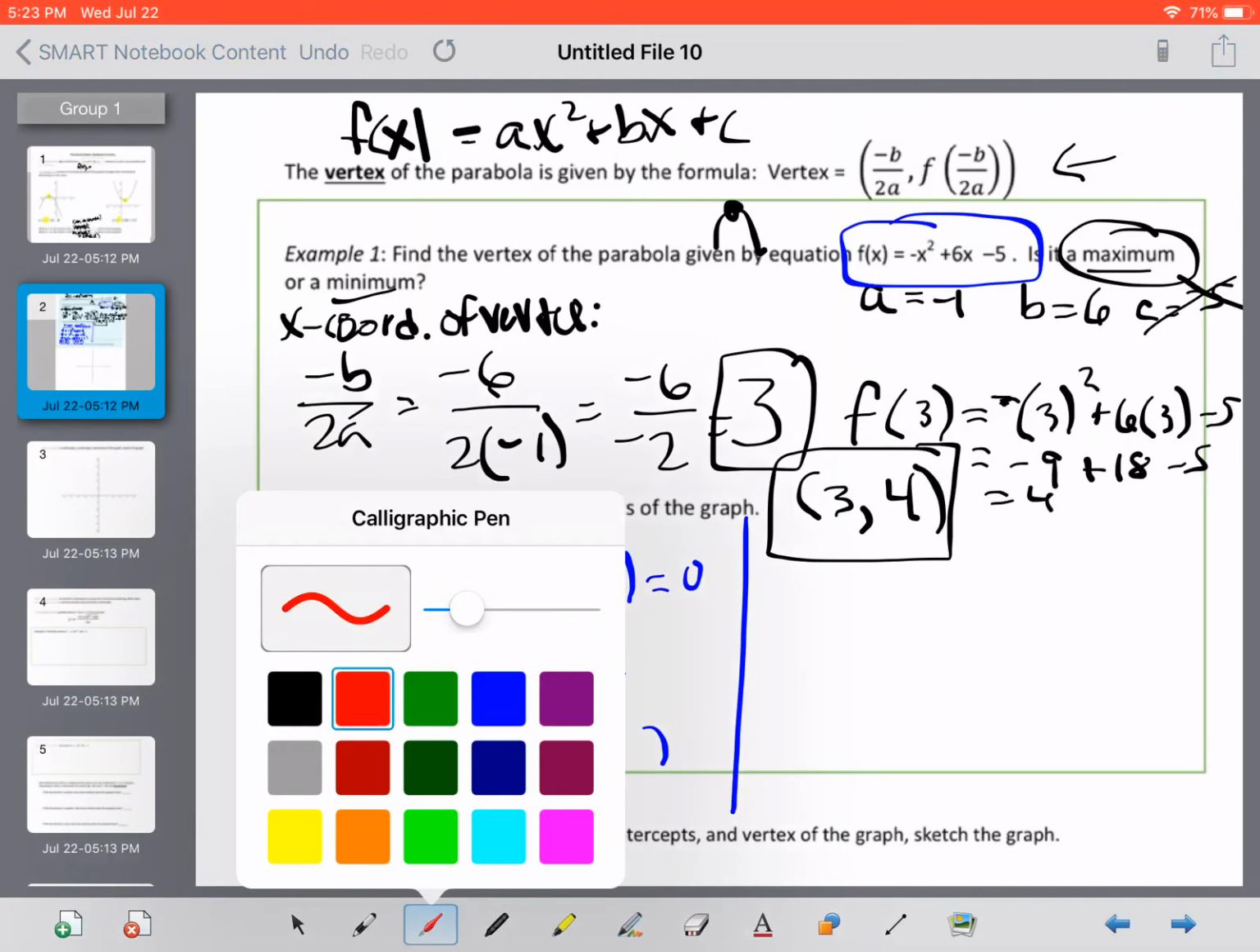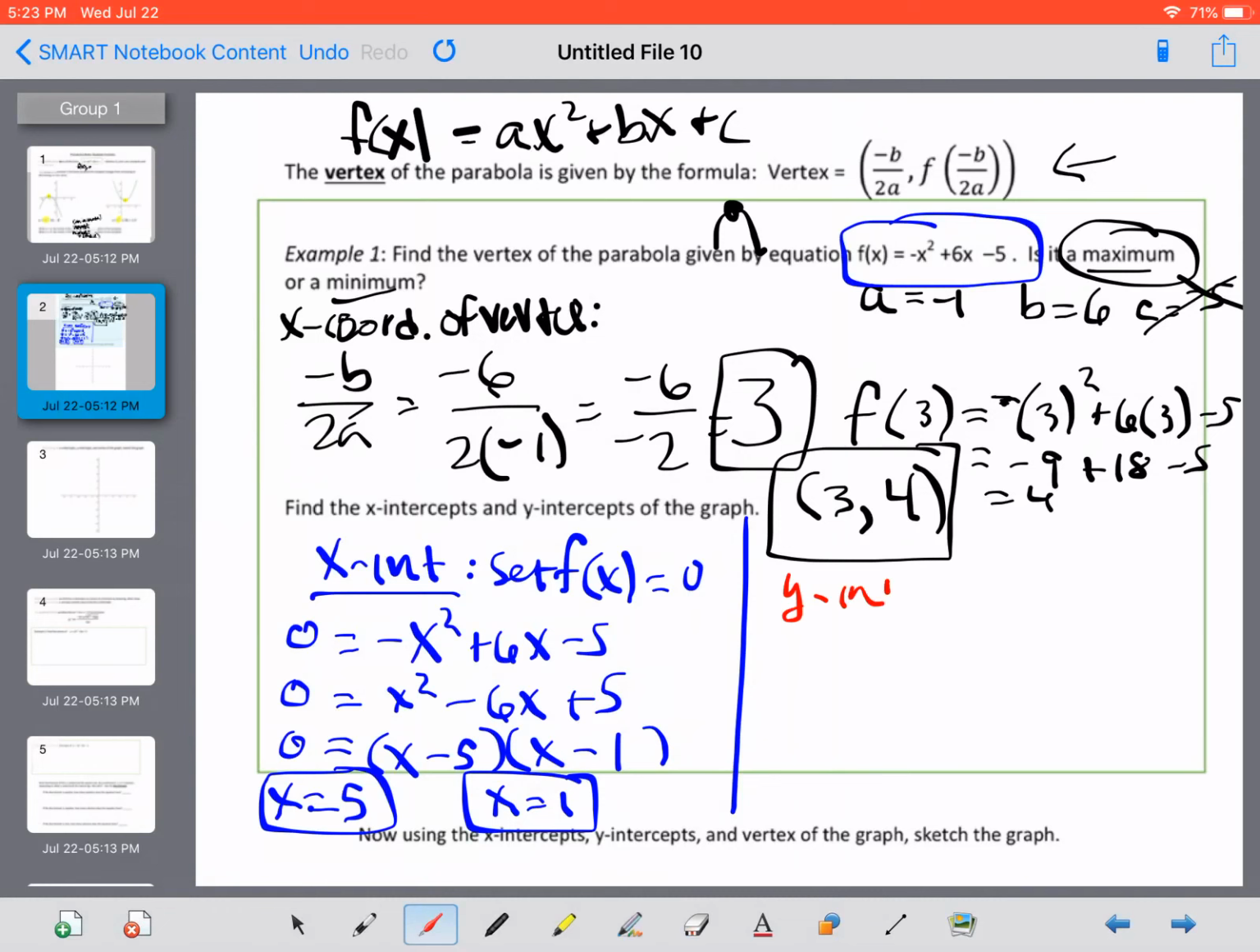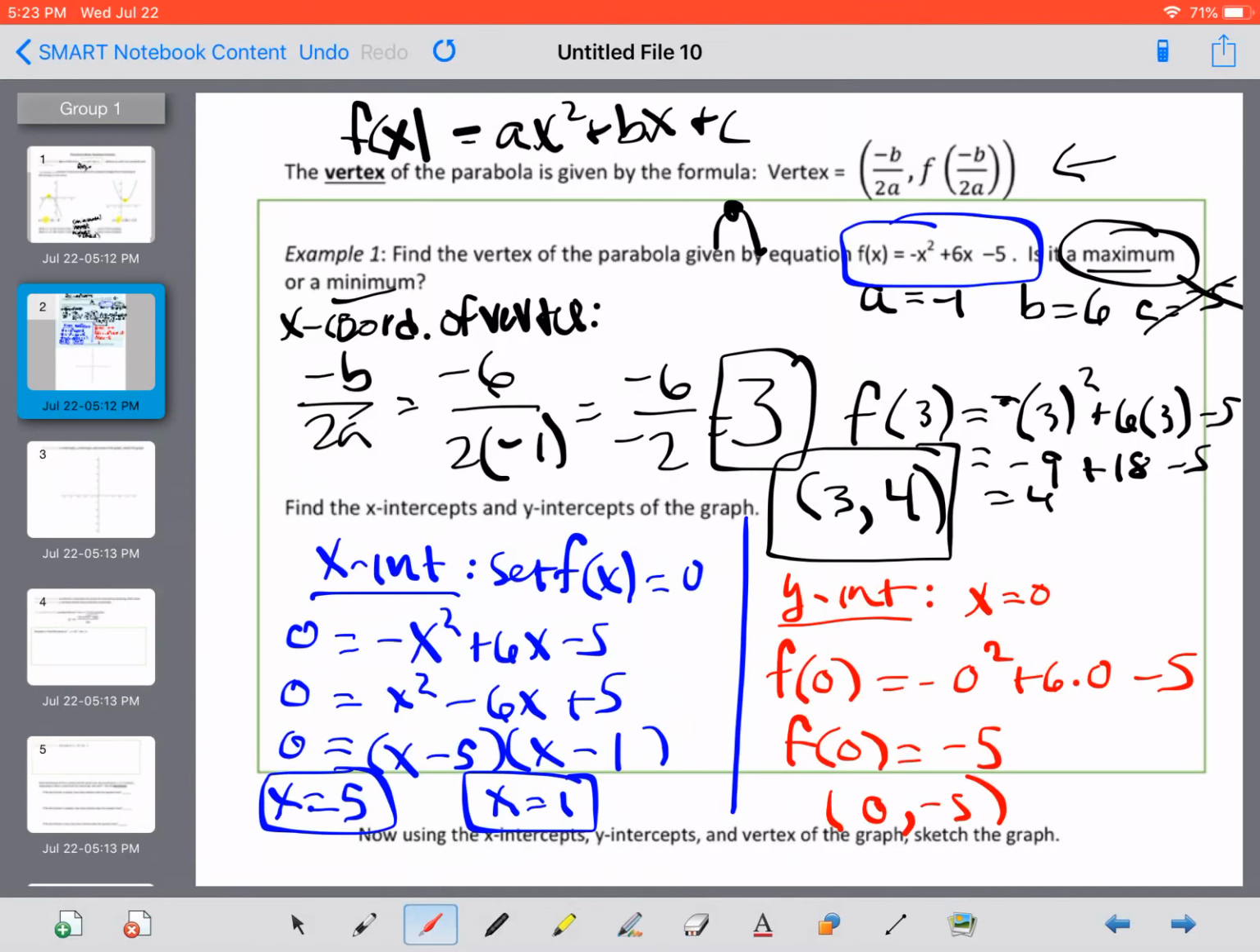And finally, to find the y-intercept, this is the easier one to do. All we have to do is evaluate the function at x equals 0. In other words, evaluate f of 0. That's going to give me negative 0 squared plus 6 times 0 minus 5. Alright, that's just negative 5. In other words, this ends up just being whatever your c term is. Okay, so the y-intercept would be at (0, negative 5).